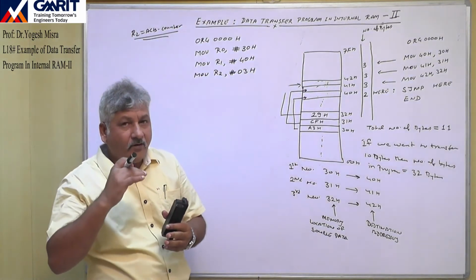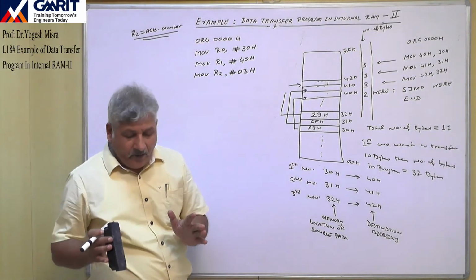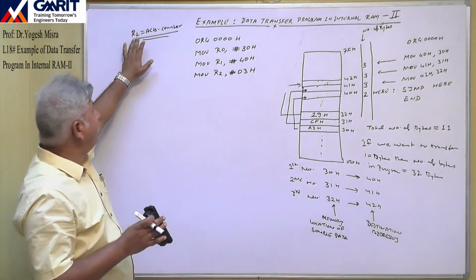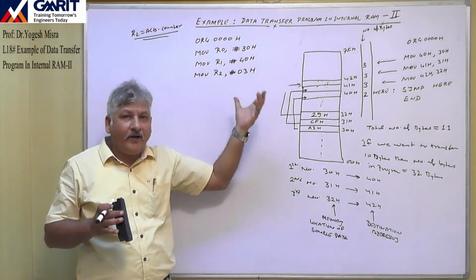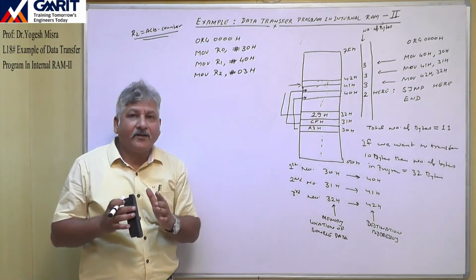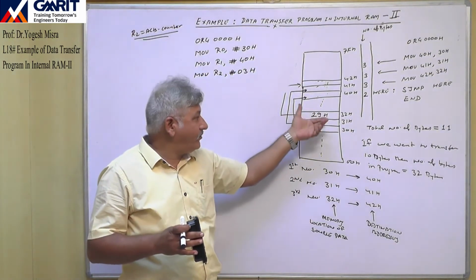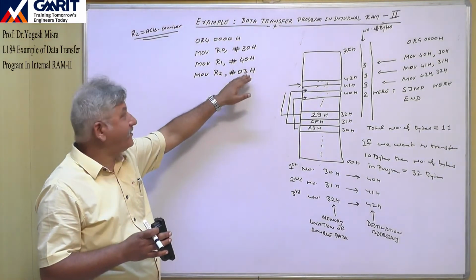Then again I will check whether I have transferred all the bytes. So just for checking whether we have completed our task or not, for that I am using this register R2. It acts as a counter. It will just verify whether we have completed our task or not. Since our task is to transfer 3 bytes from this location to new location, that's why I have used counter as 3.